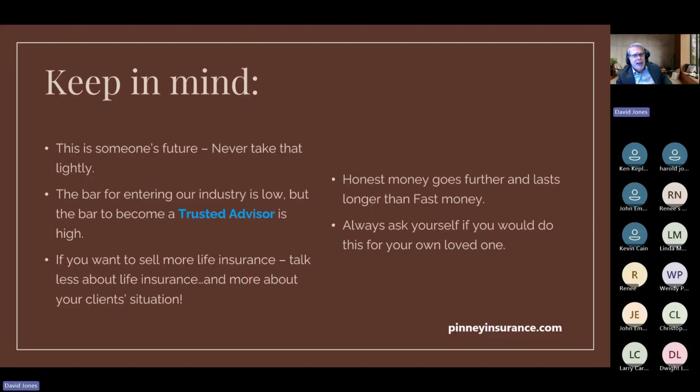Keep in mind that honest money goes further and lasts longer than fast money. Same kind of concept. You don't want to be a salesperson necessarily. You don't want to be just an agent. You want to be an advisor. You want to be honest with them. You want to know about them, ask questions about them, and figure out what their specific situation is, and really care about it. It makes it a lot more interesting anyway, and you'll have a more lengthy and beneficial career. It's a good way to go about it. You'll be very happy, and so will they.